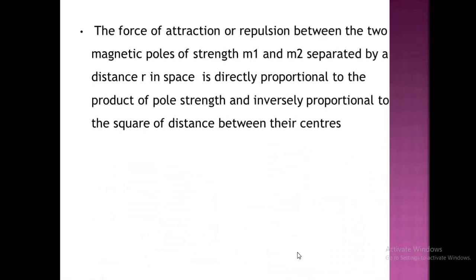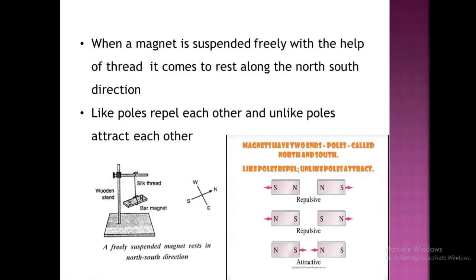The force of attraction, next point: what will be the force of attraction or repulsion between two magnetic poles of strength m1 and m2, if these are separated by a distance r? Suppose I am considering a single magnet, it will have one north pole and one south pole. The magnetic moments are m1 and m2, which are separated by the distance r. If I am considering two magnets, one will have one magnetic strength and the other will have another.